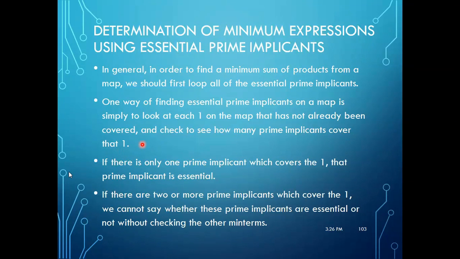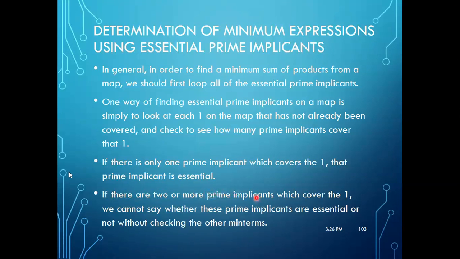That is what we have done in the previous slide. You had the min term M2, which is not covered by any other prime implicant. That's why we concluded that this is an essential prime implicant. That is the step: if there is only one prime implicant which covers the one, that prime implicant is essential. That is the conclusion.